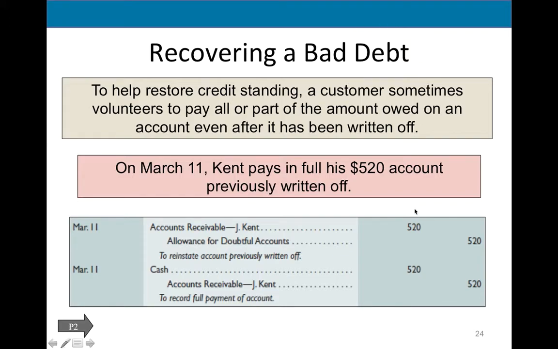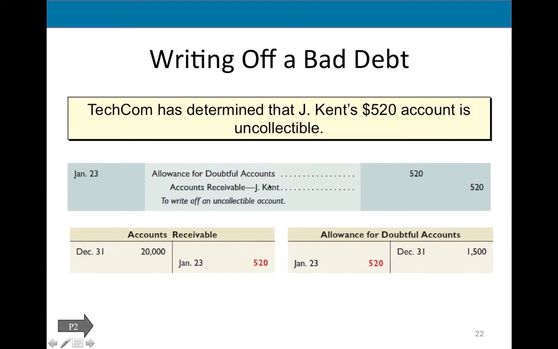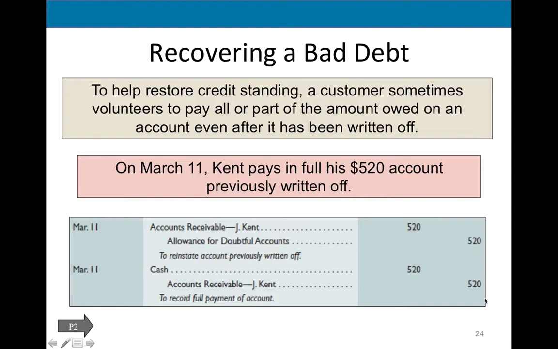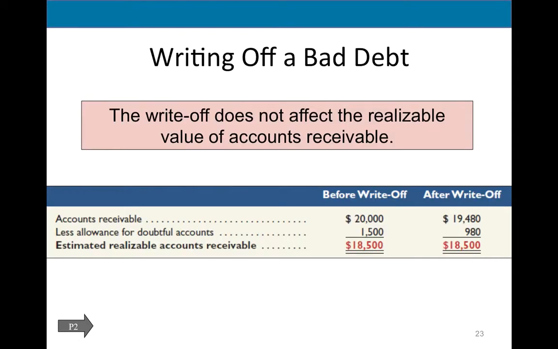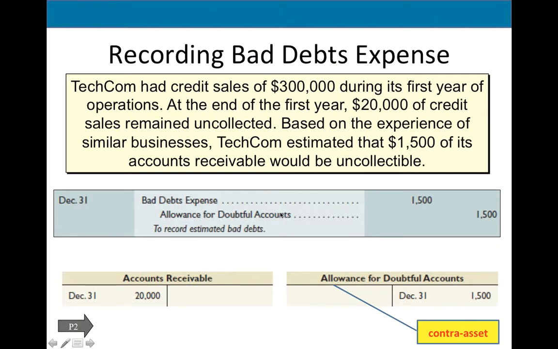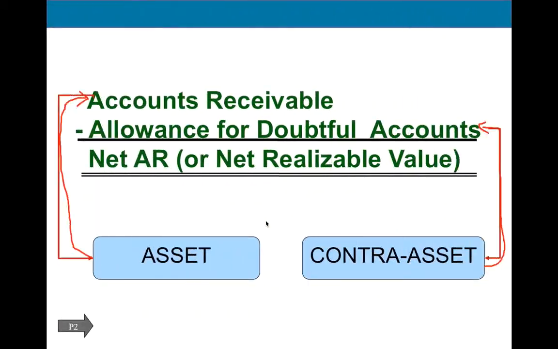And then later we might, again, recover the bad debt, and we do the same. We flip the previous transaction. In March now, Ken will pay us $520. So we flip the previous transaction, right? This transaction is flipped over. I debit AR, I credit ADA, and then we collect cash. Most of the time, you will just be asked to do only the adjustment journal entry in most of the homework and tests, not what happens in the next period.